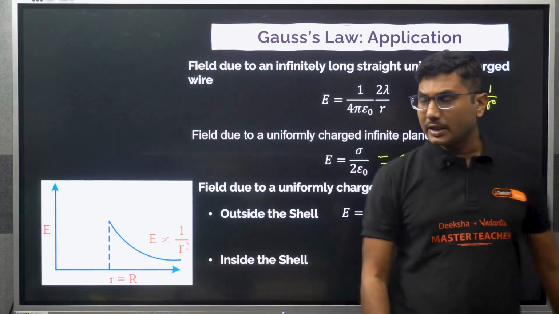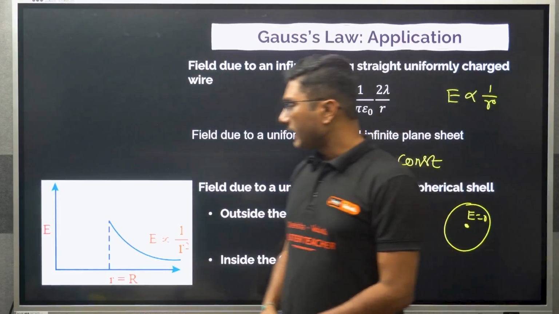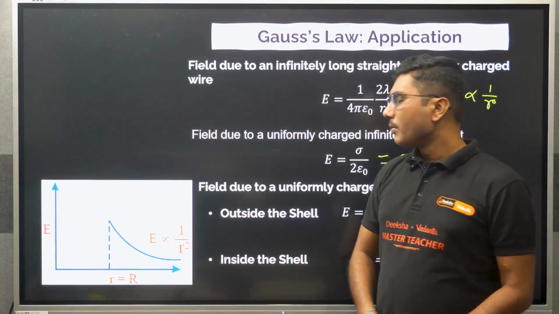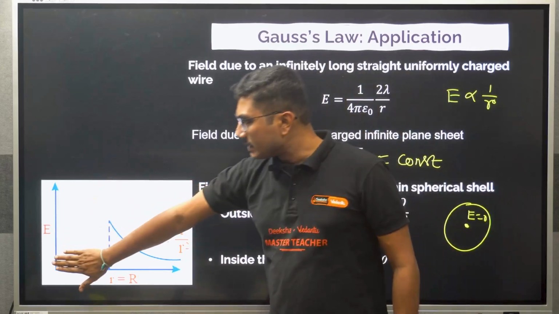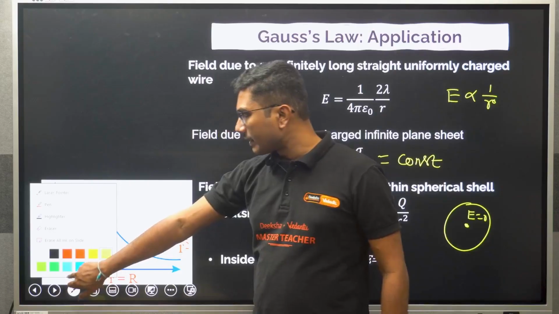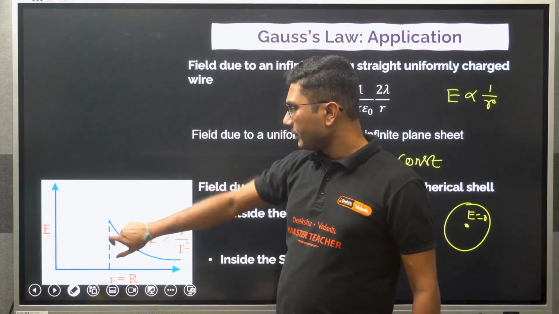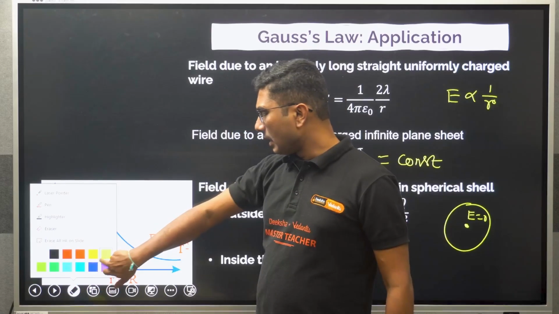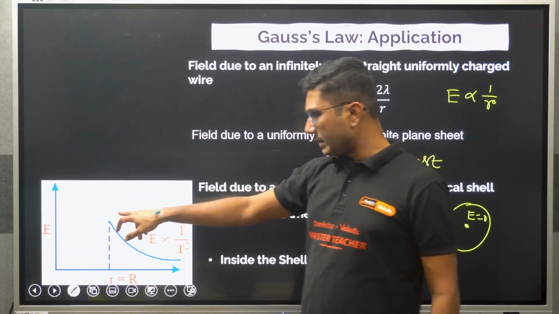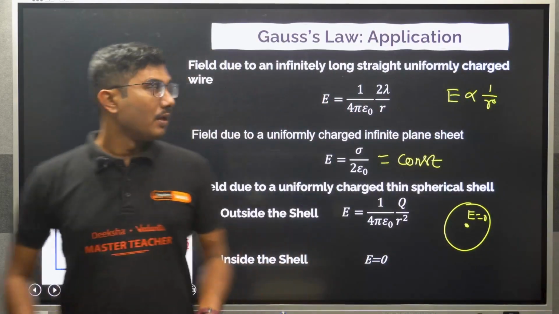And if you plot the graph, it looks like this. This is the 1 upon r square graph, but for a normal charge it starts exactly from 0, whereas for the shell there is nothing up to r equal to capital R. Up to this point electric field is 0, and it suddenly starts at this point. So this is a discontinuous point. Up to this point it is 0, suddenly it increases, and then it decreases again, right?